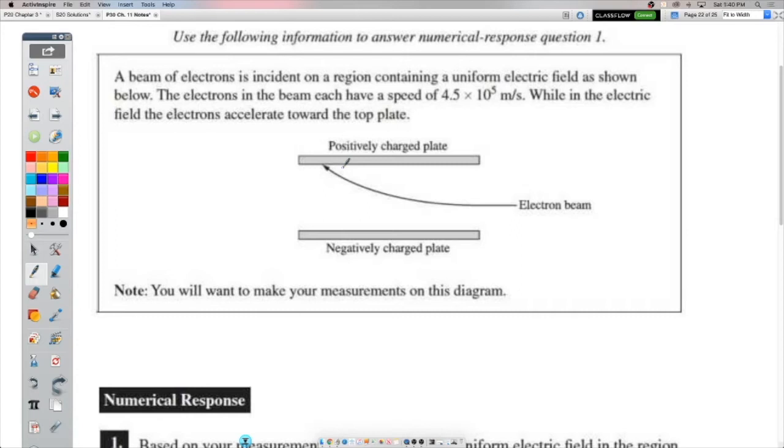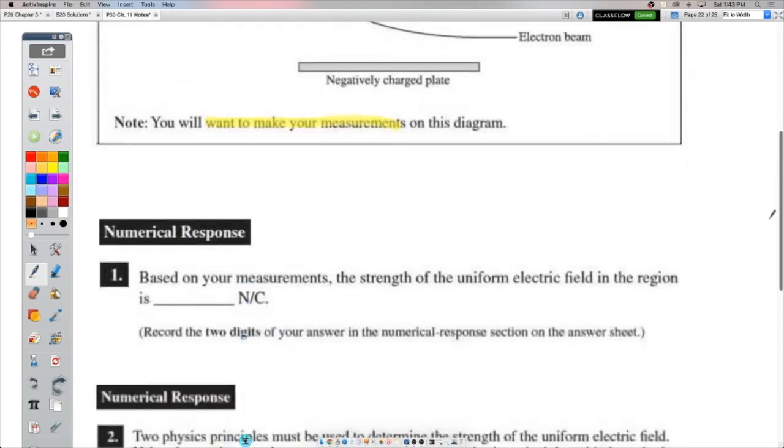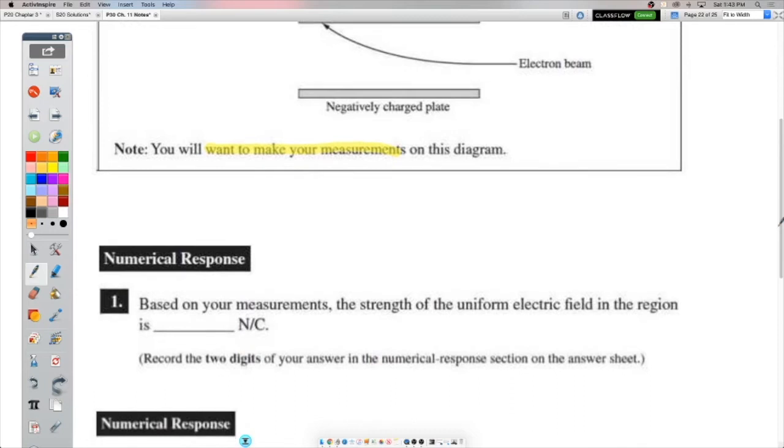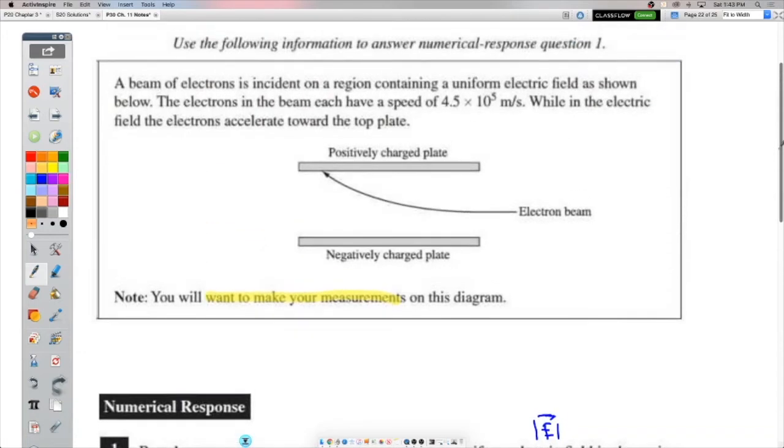Okay, so they were very nice here. They even told us, hey, make your measurements. You will want to make your measurements on the diagram. They may, like I said, often just say, this diagram is to scale, and that's your clue. Okay, I have to pull out the ruler. I have to actually make measurements. Okay, so let's first see what kind of measurements we might be wanting to take. We could kind of just go ahead and start making some, but let's just plan some stuff out here. So based on our measurements and our calculations that are going to come, the strength of the uniform electric field, we're looking for the magnitude of the electric field in the region.